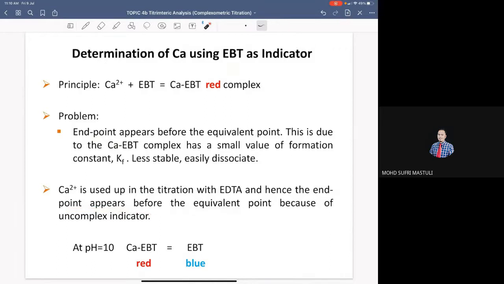At pH 10, calcium EBT is red. The EBT alone, the indicator at pH 10, is blue.